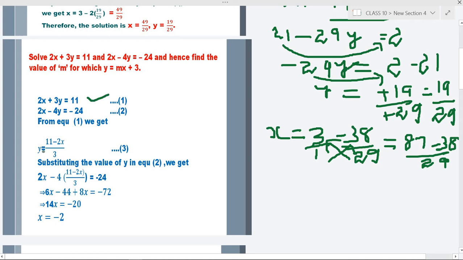Let y be in the LHS. So what we get here, like this, 3y is equal to 11 minus 2x. And then transposing this 3 to the denominator, we get this type of equation, y is equal to 11 minus 2x upon 3.